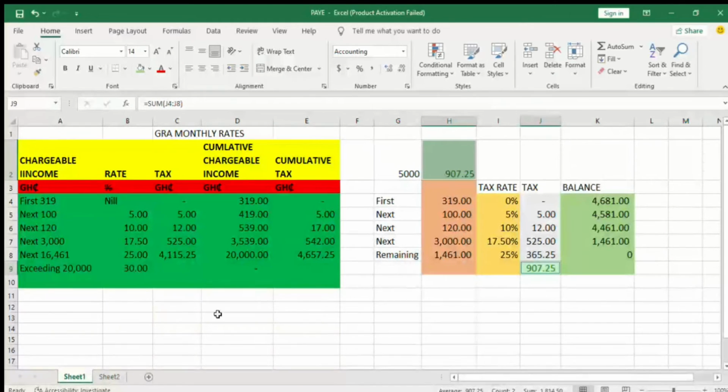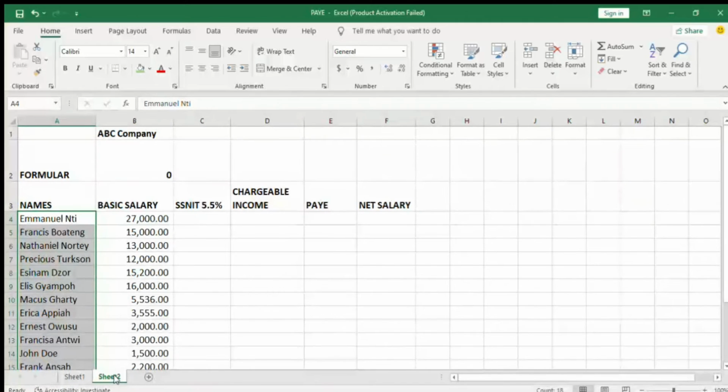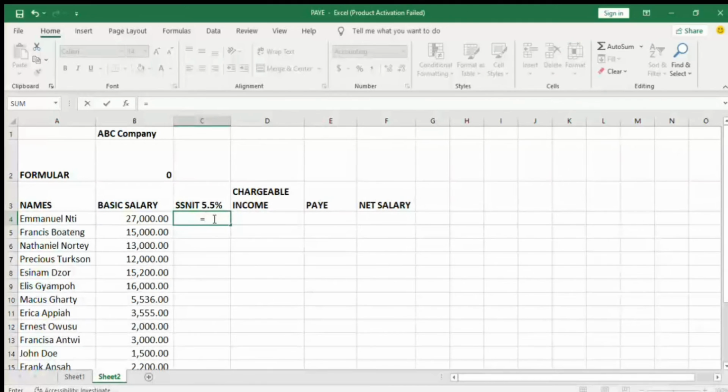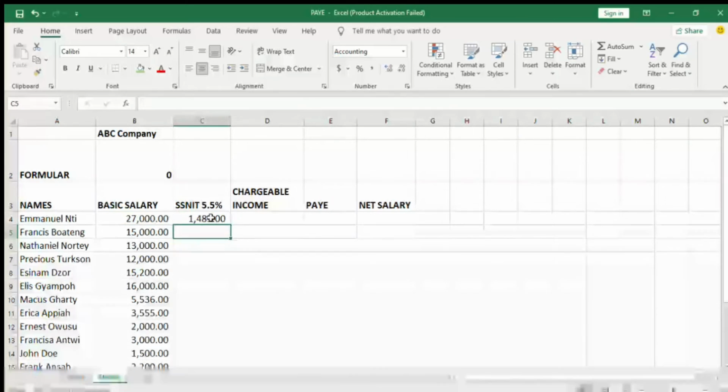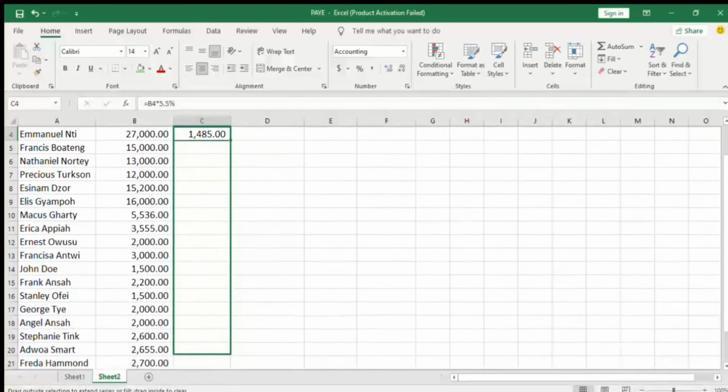So we can come back here and put the formula over here. Okay, but before that, on the basic salary, you have to take out your Senate, that is the social security, and that is 5%. So we can calculate that. That's very simple. So this is B4, that is 27,000 Ghana cedis times 5.5%, and we get this. So we can just drag it so that everyone can get it.